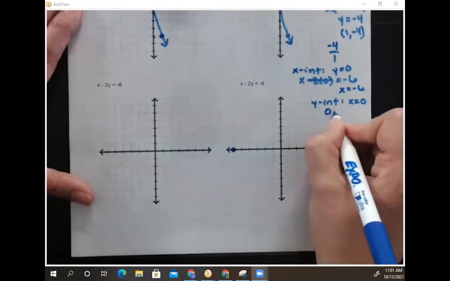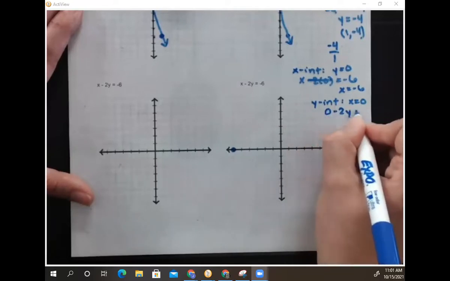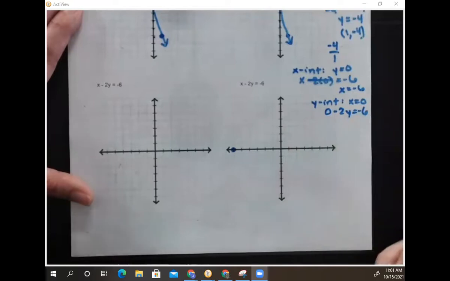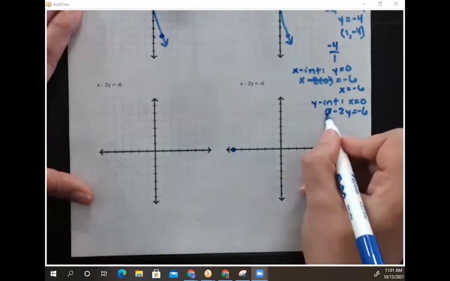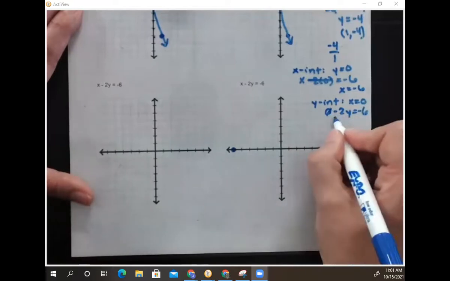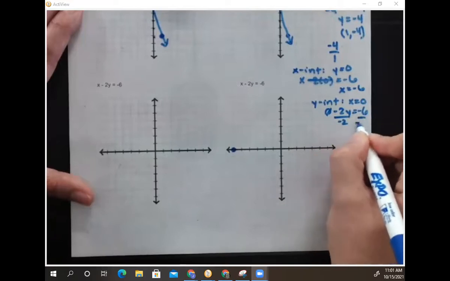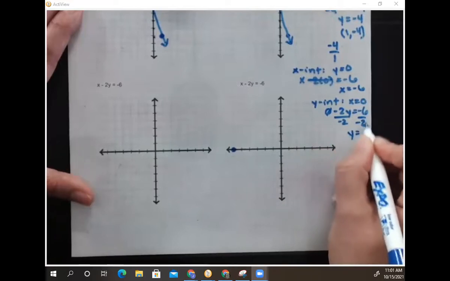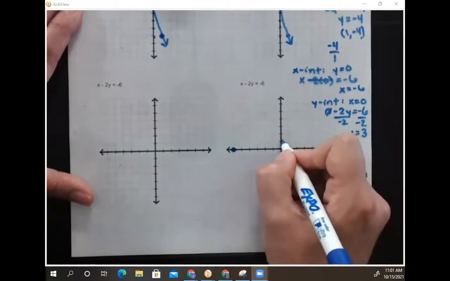And then for my y-intercept, that happens when x equals 0. So this would be 0 minus 2y equals negative 6. So I have negative 2y equals negative 6. Divide both sides by negative 2. And I get y equals 3. 1, 2, 3.